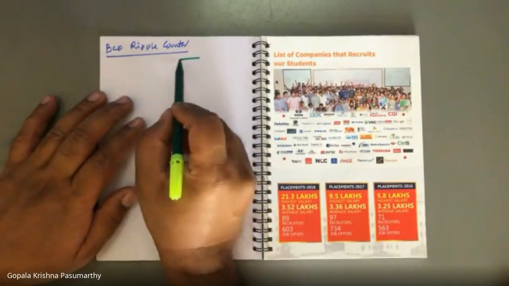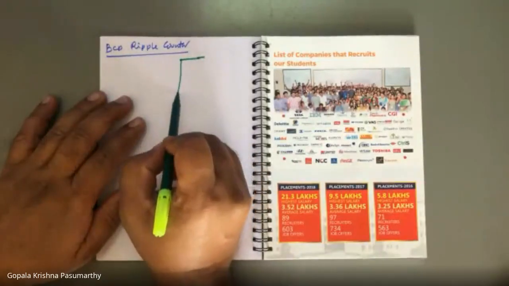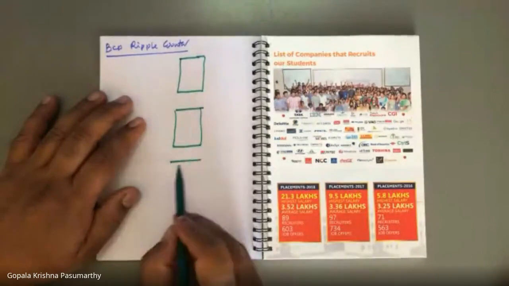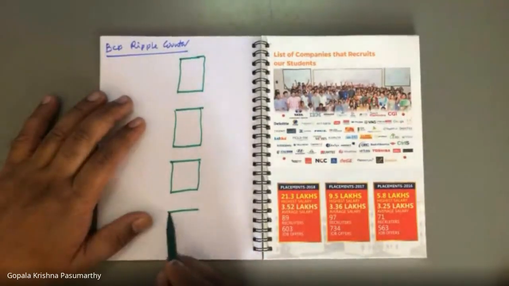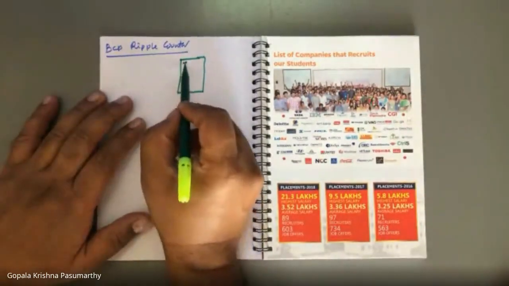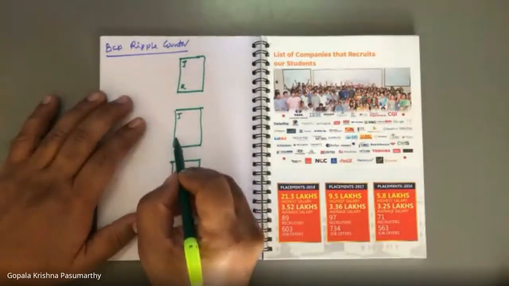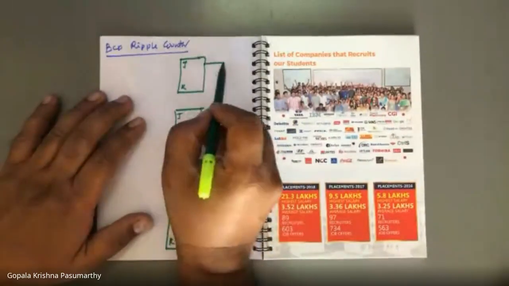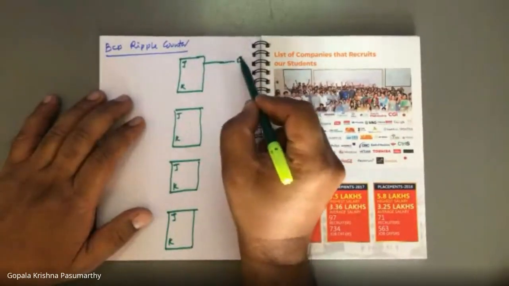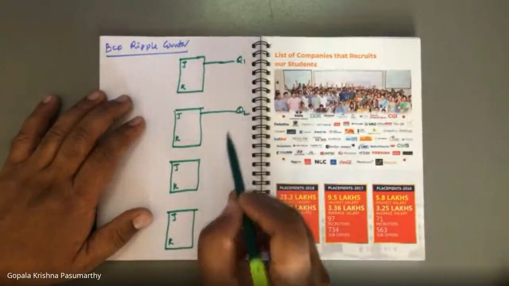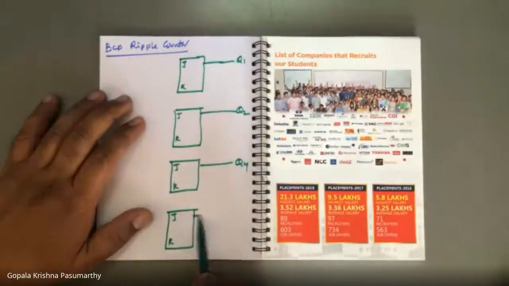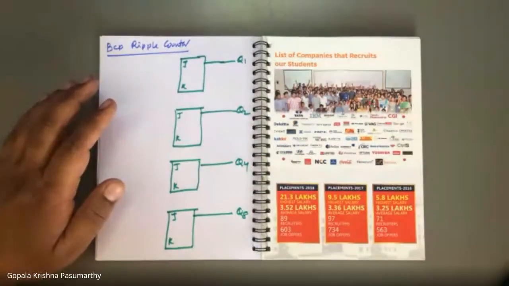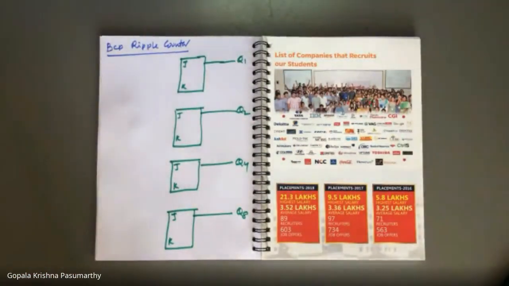For this design I am using 4 JK flip-flops: 1, 2, 3, and 4. See, all flip-flops are of type JK. What is the name of the first flip-flop? Q1. The second flip-flop is called Q2. This is called Q4. This is called Q8. Let me first finish the design, then we will understand.